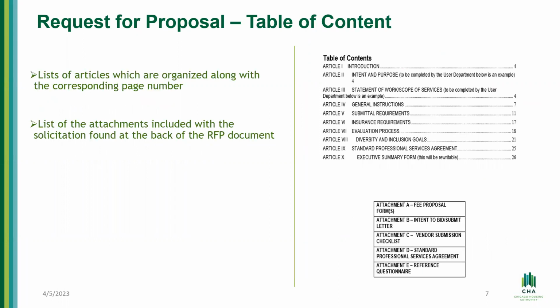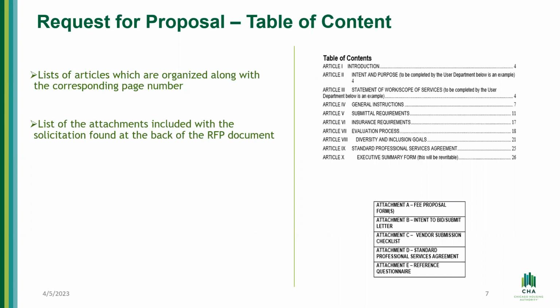So another component that you will see is the table of contents. So this is going to list all the articles which are organized along with the corresponding page numbers. And also it will list all the attachments included in these solicitations, which is going to be at the back of the RFP.